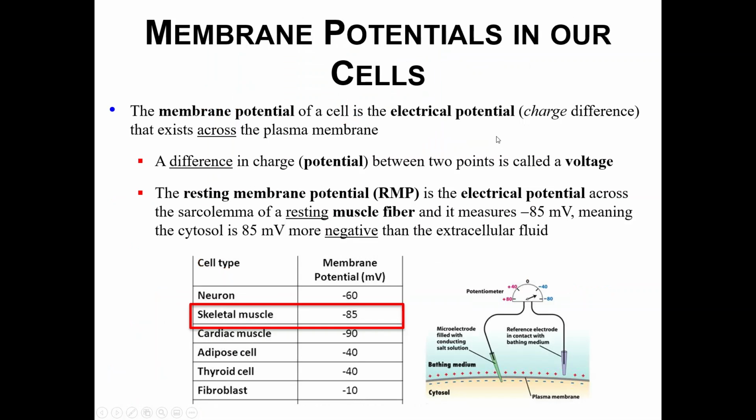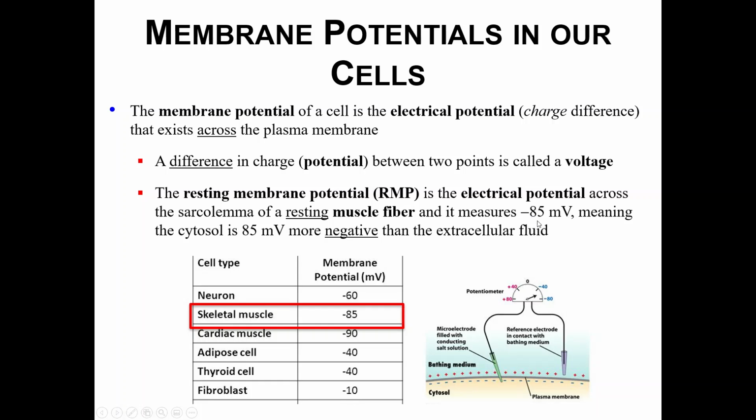We can measure how much electrical potential we have at the plasma membrane, so we can get our little gadget out, our potentiometer. For skeletal muscles specifically, at rest, just sitting there hanging out, the resting membrane potential is about negative 85 millivolts. Now you are probably familiar with regular volts, like a 9-volt battery, so these are just much smaller. And the negative implies that we have many more negative charges compared to positive charges.